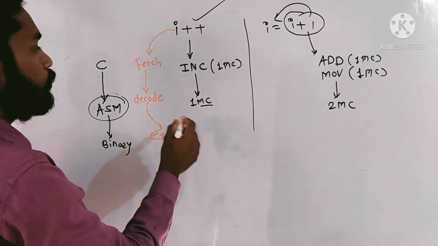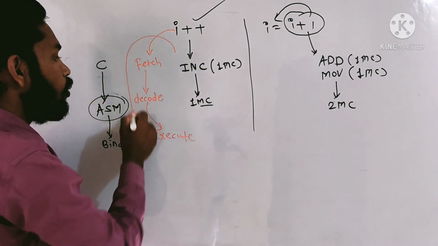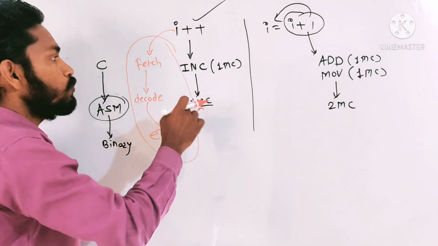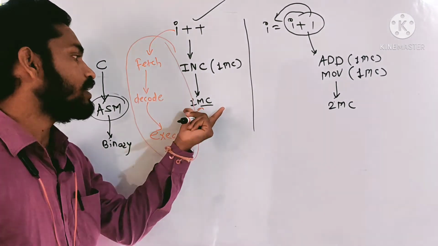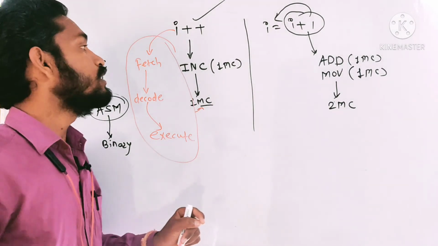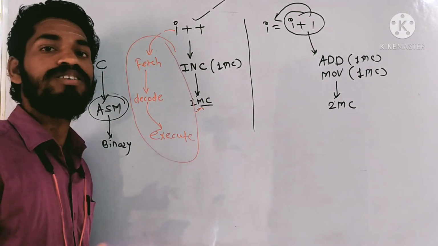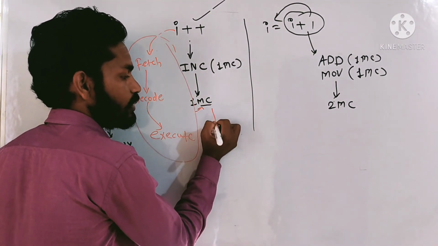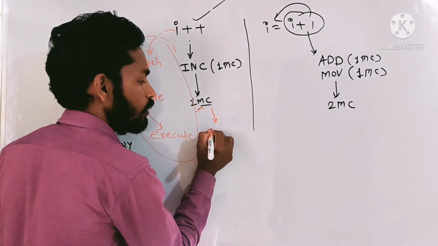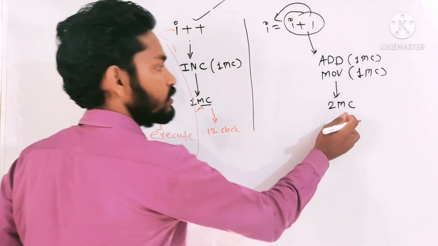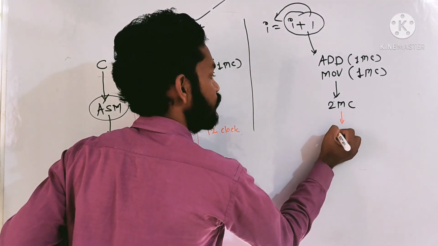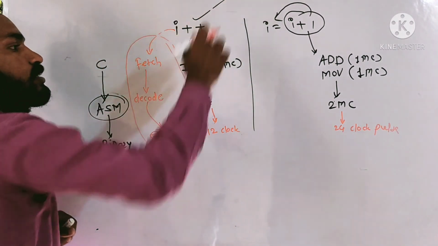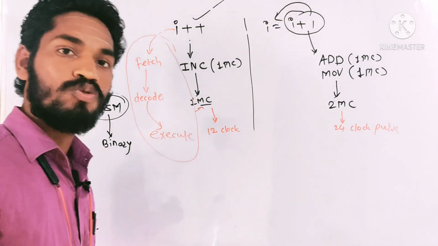To perform these operations, how many machine cycles are required? We say one machine cycle. Machine cycle simply means the time required to execute these operations. You can go one step deeper: one machine cycle requires 12 clock pulses. So here, 2 machine cycles are required to execute that expression, which means 24 clock pulses are required. In this way also we can prove this is faster than the other expression. This is all about today's question. Thank you.